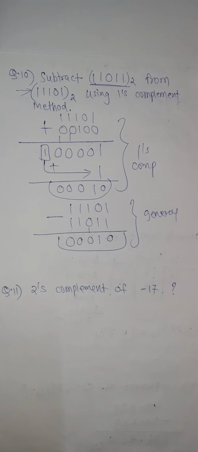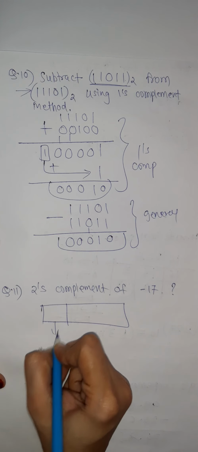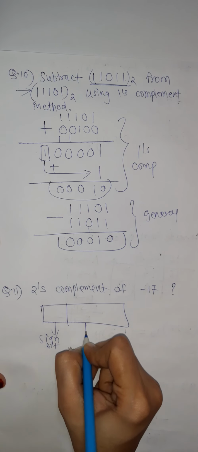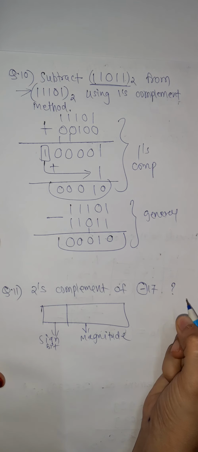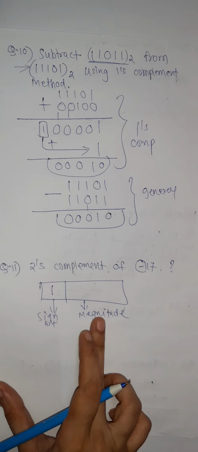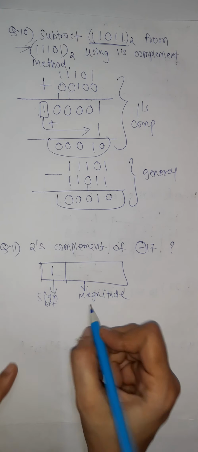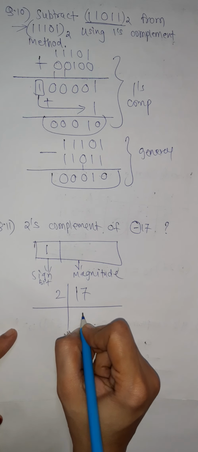Now the next question is, what is 2's complement of minus 17? First of all, in 2's complement number format, this is the sign bit, and this is the magnitude. As the sign is negative, 100% the sign bit is 1. When the number is negative, our sign bit is 1. When the number is positive, the sign bit is 0. So here 1 will be the sign bit. And to find the magnitude of this, we will first convert 17 into binary format.